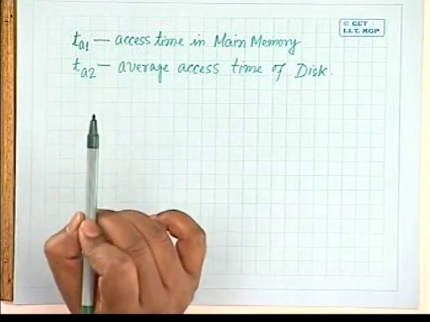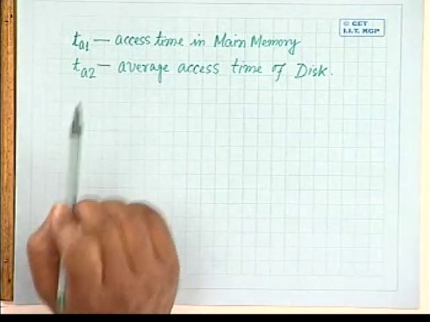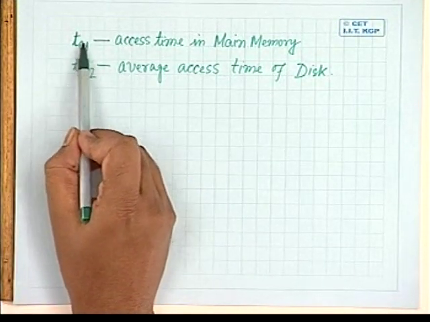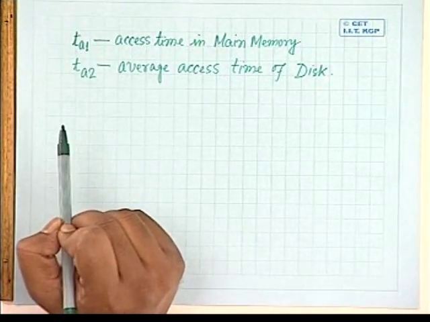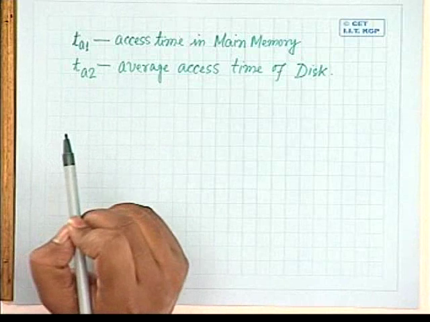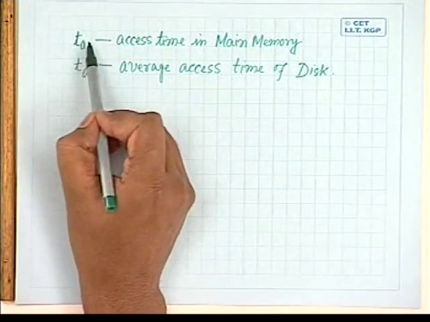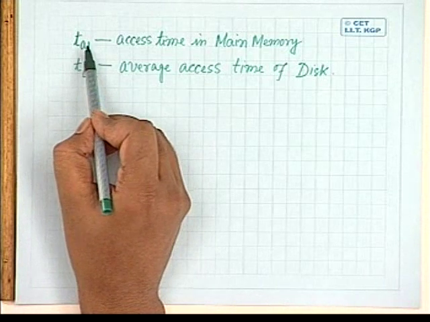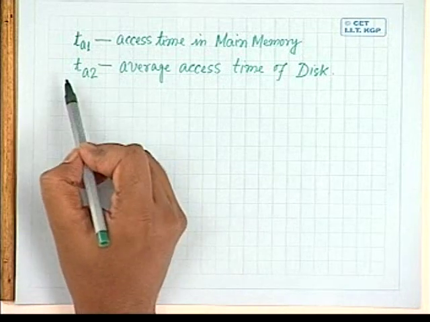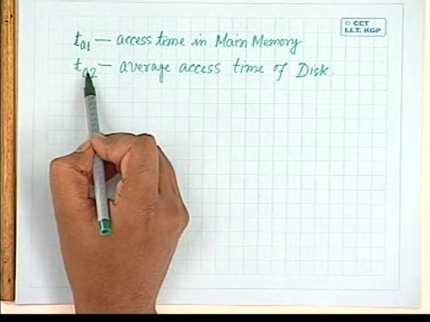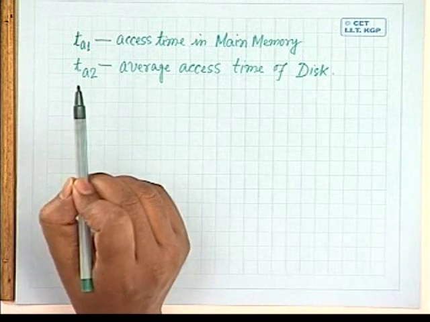So whenever I have a hit, in that case the data or instruction that is requested will be available within TA1 amount of time. Whenever there is a miss, in that case the data or instruction will be available within an average time of TA2. So the maximum time will be greater than TA2, the minimum time will be less than TA2. TA1 is usually fixed. This being main memory, the time taken to access any location in the main memory is usually fixed. Whereas TA2 is not fixed, because this depends upon the position of the read-write head with respect to the disk.